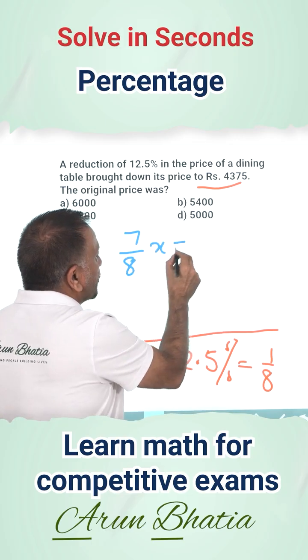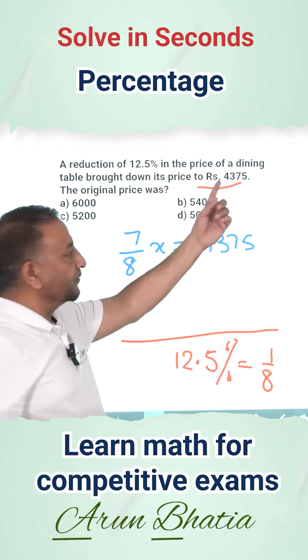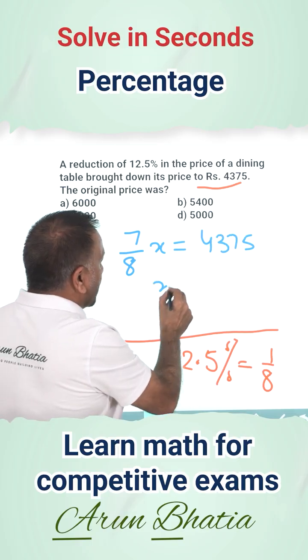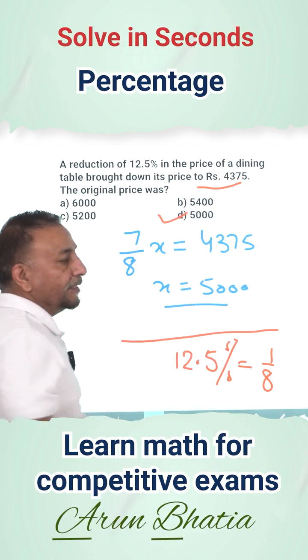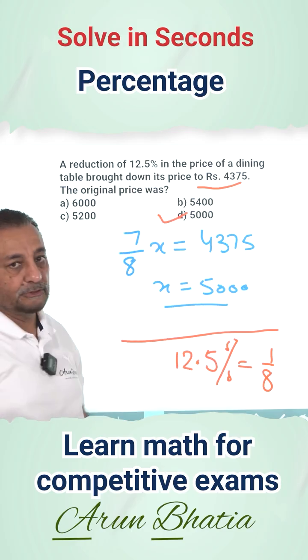Of what? We don't know. This X is the original price. And this is given equal to 4375. Now we need to find the X. When you cut it, you will get the answer as 5000. Answer is D. Use this method. That will be easier than using percentage.